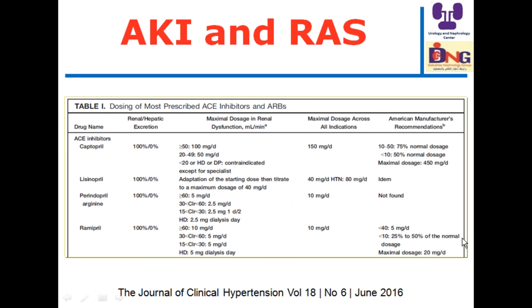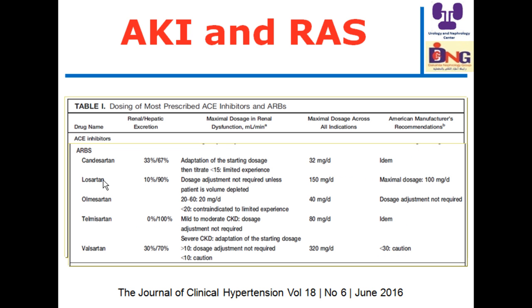Again, when we use drugs, we should know what drugs we are using. If we select RAS blockers, RAS blockers may increase acute kidney injury. If we look at these different ACE inhibitors, captopril, lisinopril, perindopril, ramipril, we find the main elimination route is through the kidney. And for these ARBs, candesartan, losartan, olmesartan, telmisartan, valsartan, the major route of elimination is hepatic excretion. So there is differential pharmacokinetics between ACE inhibitors and ARBs.